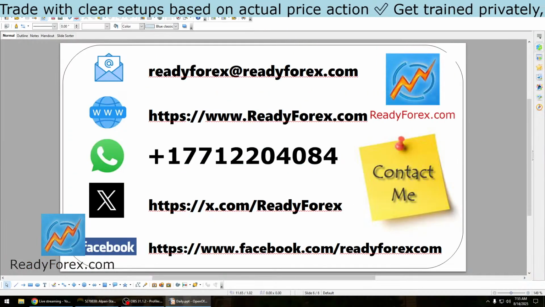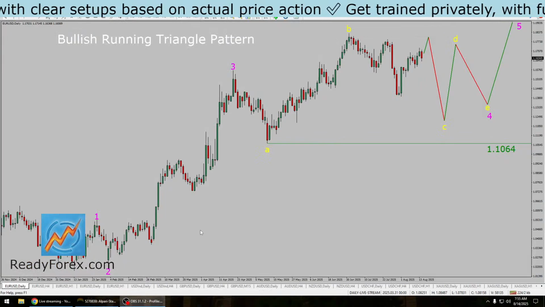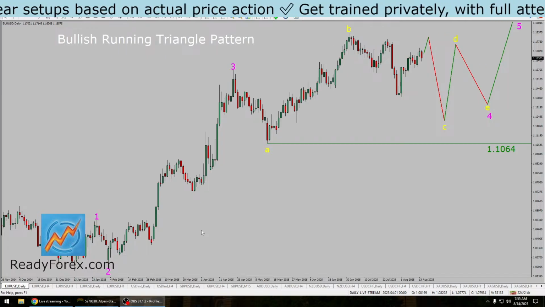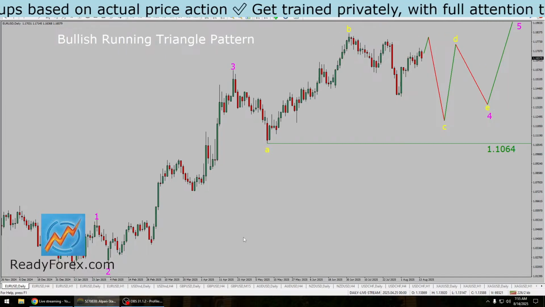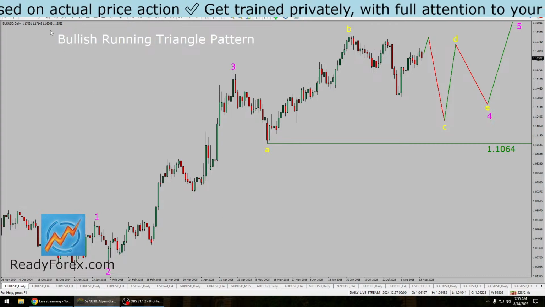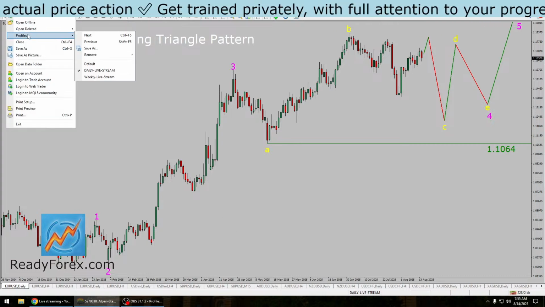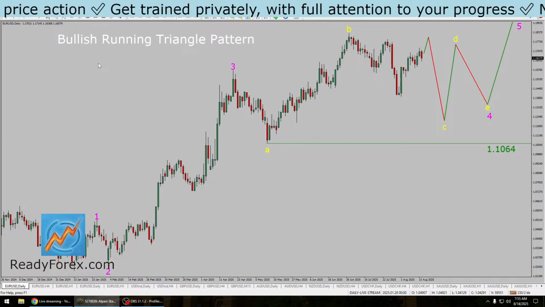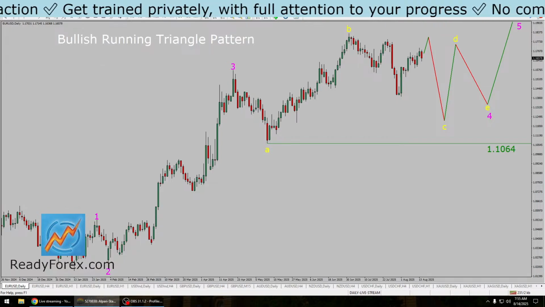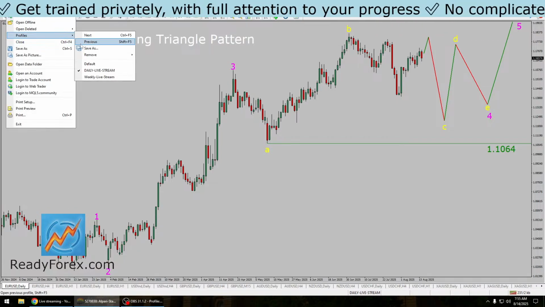Okay, let's get started. First thing, I'm going to take a look at some price charts and see what's going on. This one is the euro dollar currency pair daily time frame. Let me quickly check out what is going on. Let's go over to the radar screen indicator. Go to file, profile.